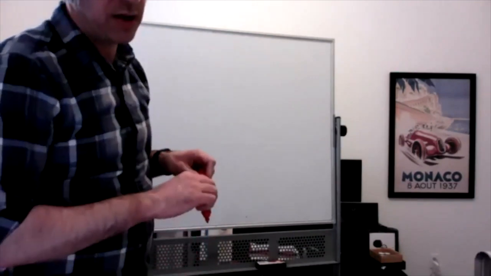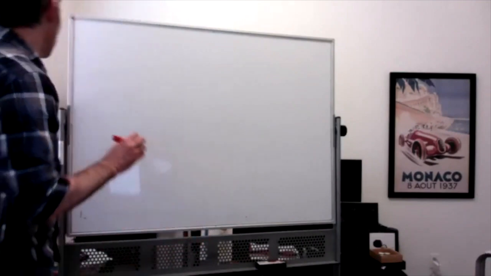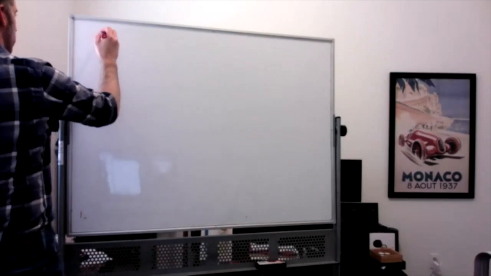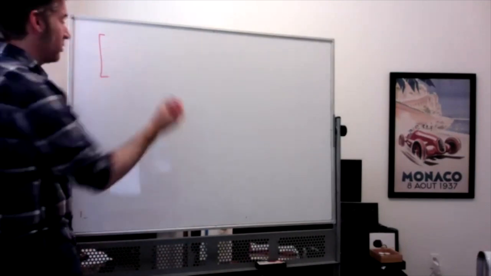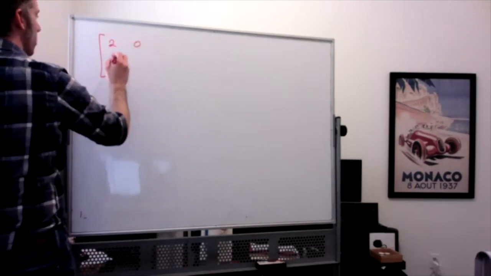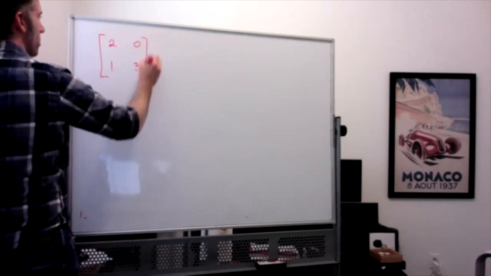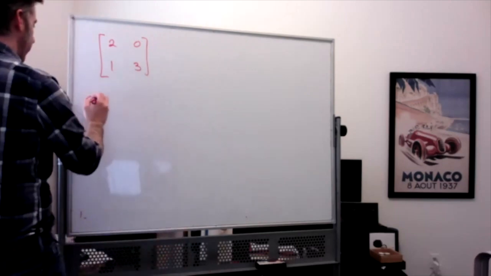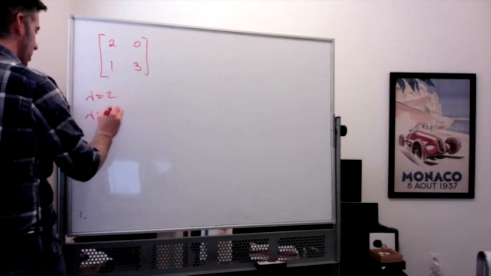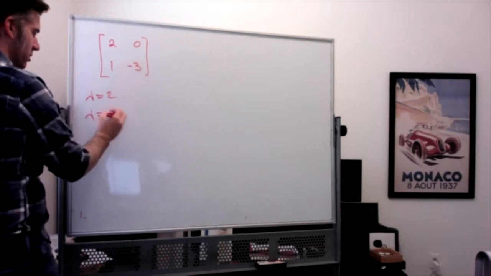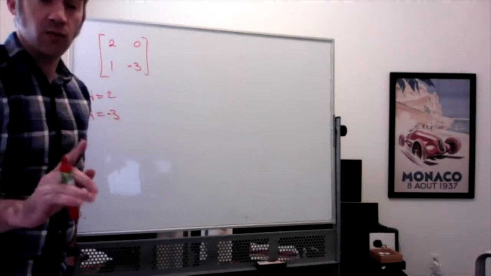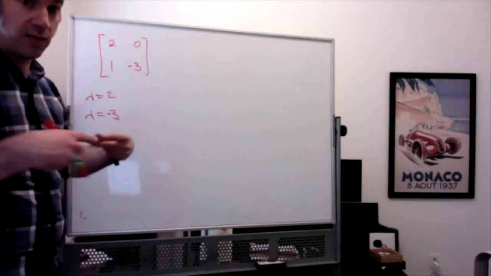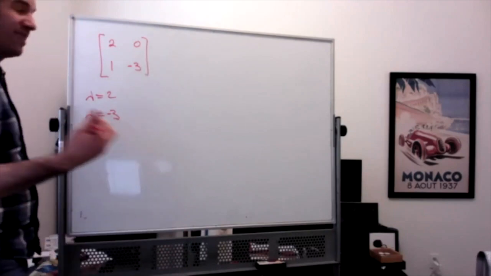Let's look at something slightly nicer, something that's easy to do. Let's say our system of equations is represented by this matrix, 2, 0, 1, 3. Let's find the eigenvalues, we already know them. The eigenvalues are 2, and let's make it a -3. So we know we're going to have a saddle, right? Pointing in one way, pointing out another way. Let's find the eigenvectors.